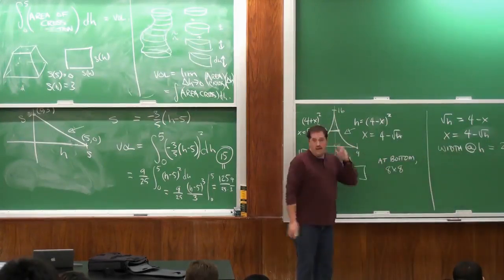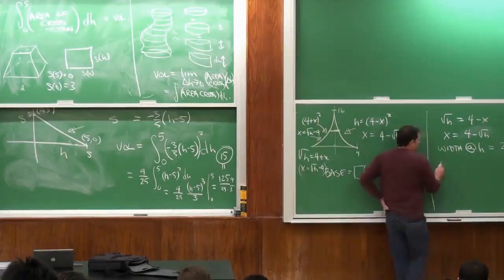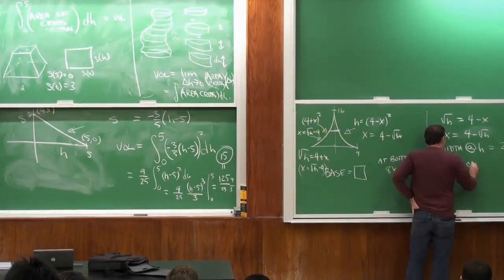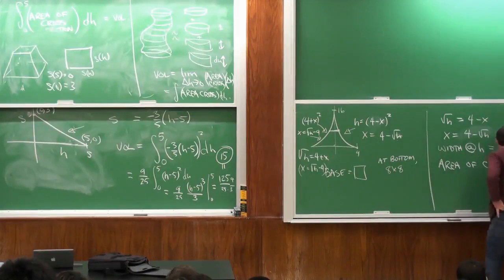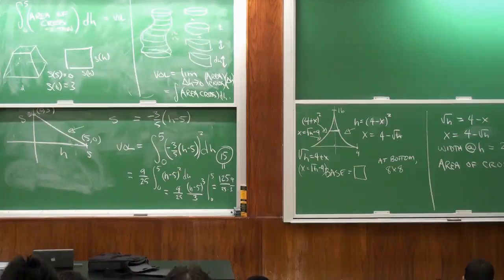Okay, so now I know the width, so what's the area of the cross section? No, I don't want to integrate yet. So what does the cross section look like? Yes. The cross section in this case is a square. Its width is 2 times 4 minus square root of h. And its height is 2 times 4 minus the square root of h. So its area is this square.